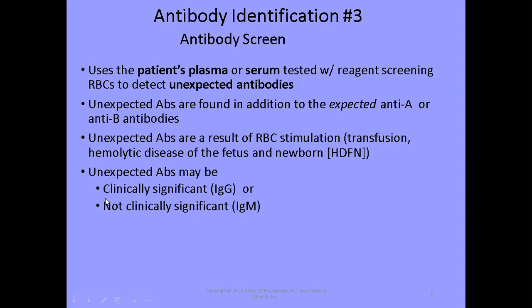Or sometimes individuals have clinically insignificant antibodies, and usually they are IgM, and they are clinically insignificant most often because they failed to react at 37. So we know that IgM typically reacts best at room temp or colder.